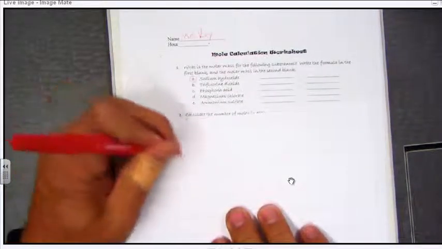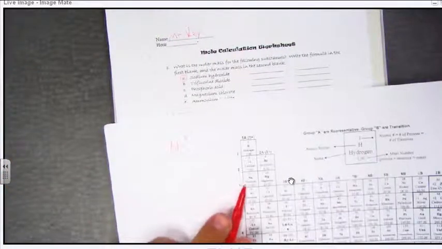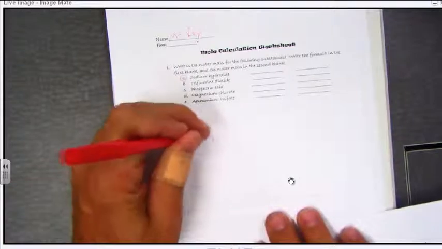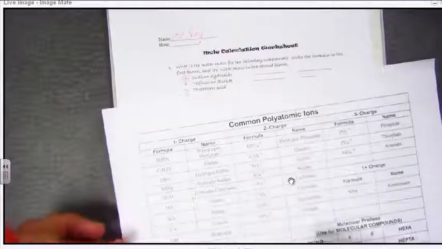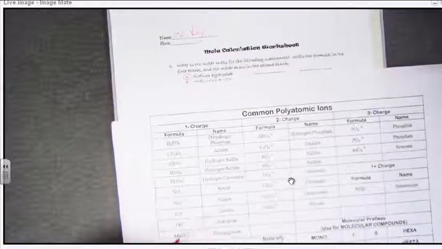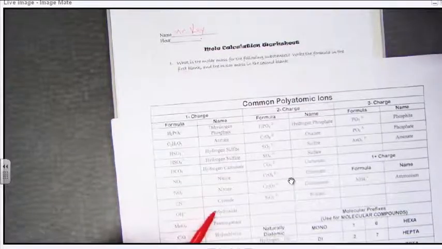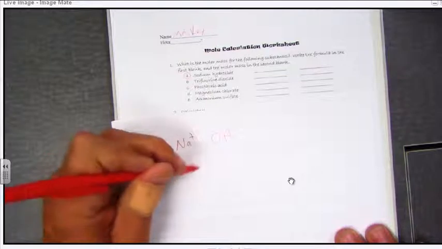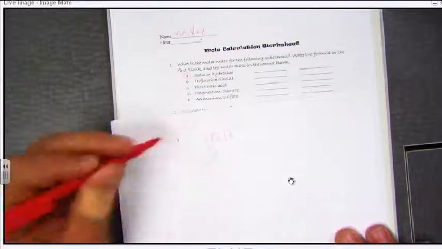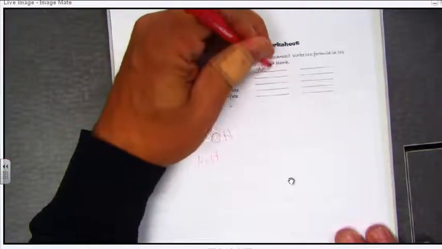Sodium has a +1 charge. I know that because it's on the periodic table right there. Hydroxide has a -1 charge and its formula is OH with a negative sign. I know that because it's on the back of the polyatomic ions sheet. Hopefully you can see that it's only going to take one sodium and one hydroxide in order to make sodium hydroxide. So the correct formula is NaOH.